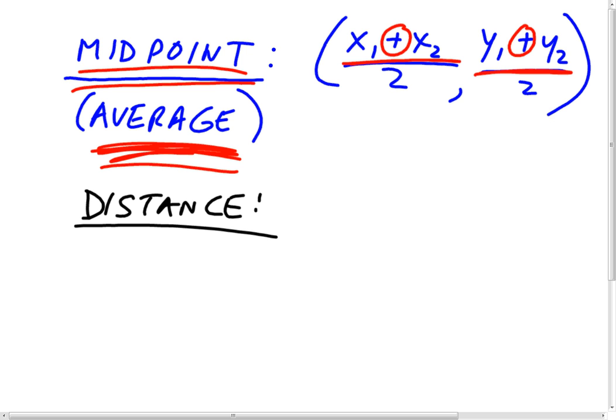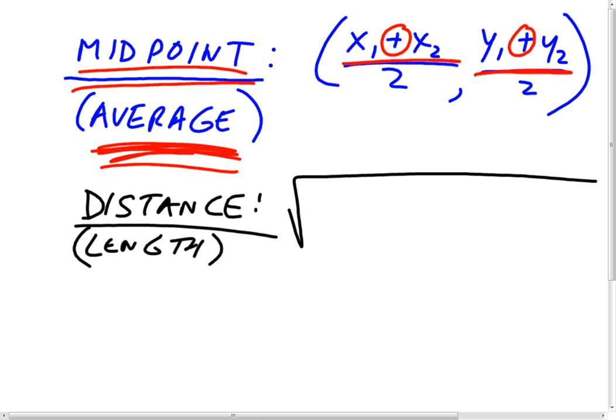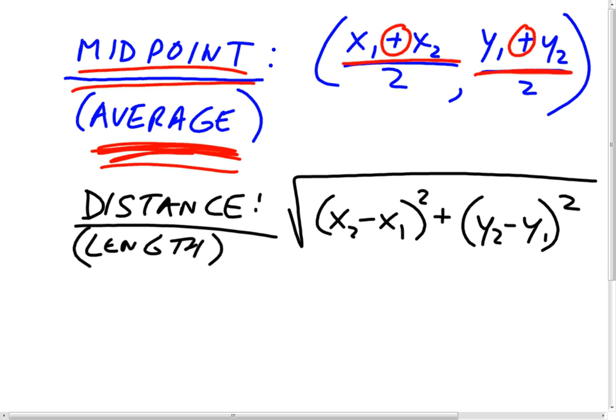What's another word for distance? Length. You're not always going to see the word distance show up in the problem, like the length. For some reason, people forget the square root symbol that goes around the entire formula. Make sure you memorize all the components.